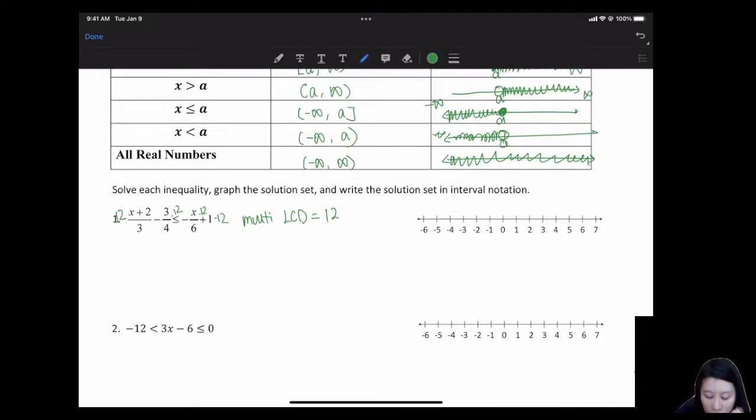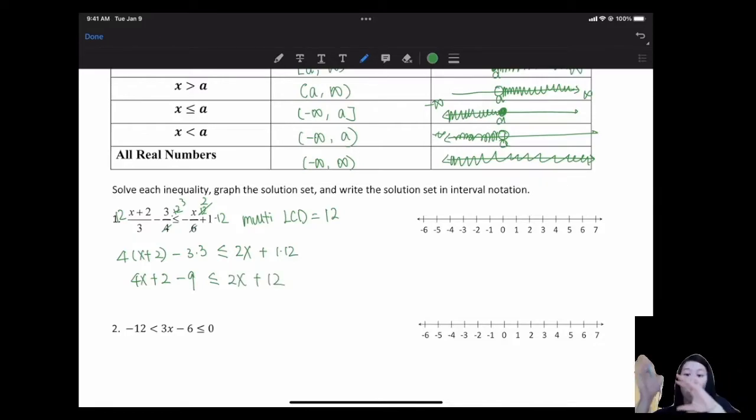Now we can simplify it. 12 and 3, you have 4 left. You will have 4 times x plus 2, minus 3 times 3, less than or equal to, 12 and 6, you have a 2 left. So this is 2 times x plus 1, times 12. Okay, now we simplify it: 4x plus 2 minus 9, less than or equal to 2x plus 12.